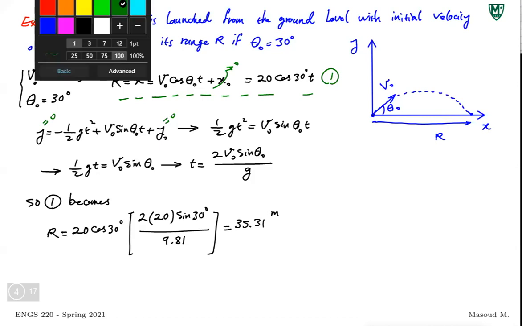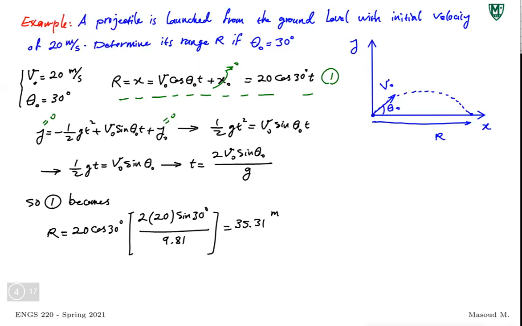Well, I got rid of both t's. One t from this side, right from here. This t and this t just basically canceled out, so only one t was left on the left side. Since y and y naught were 0, I moved the 1 over 2 g t squared to the other side and canceled out one t from this side.